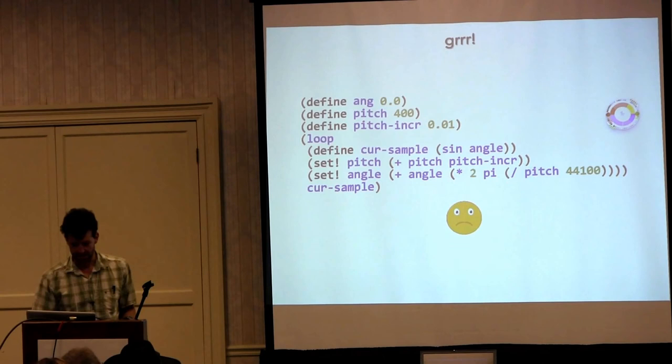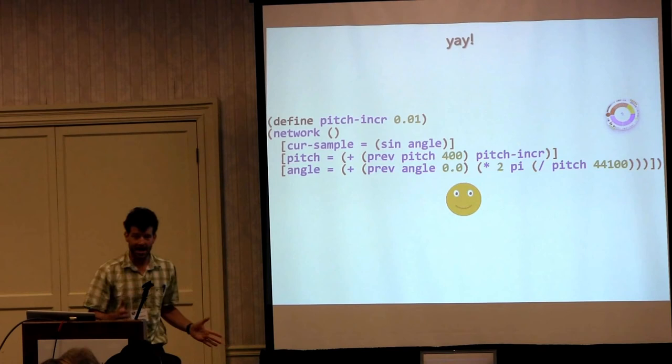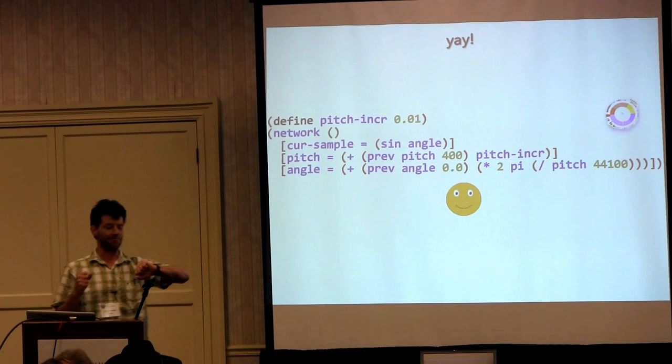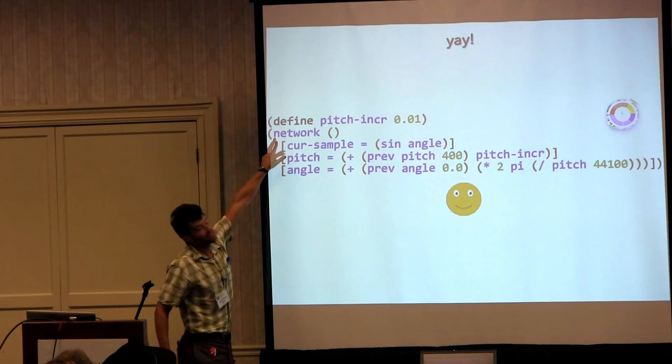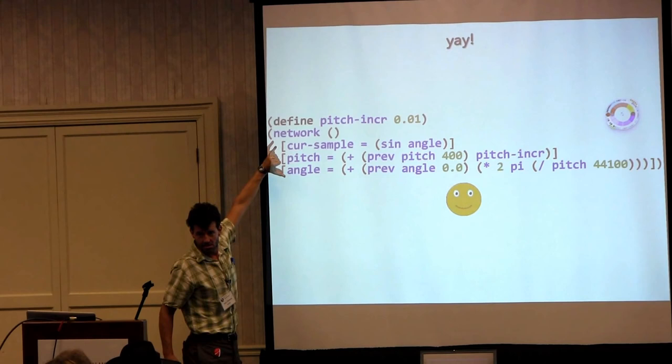All right, so here's what I want instead. Look, now I'm happy. So this is what I want you to look hard at, and I'm almost out of time. Tell me how I can do this better. This is basically FRP, okay? So here's what we're doing. We have a special form, nice little macro, that specifies a set of equations, right?